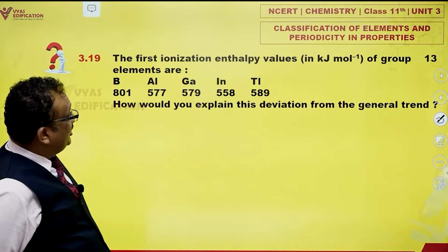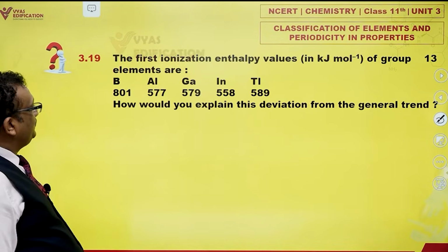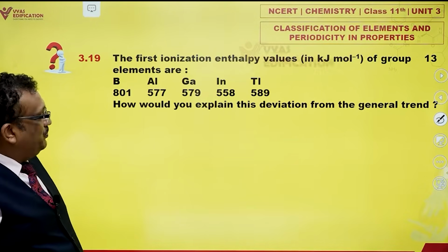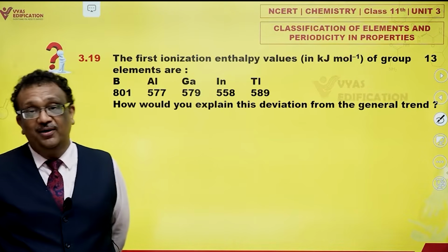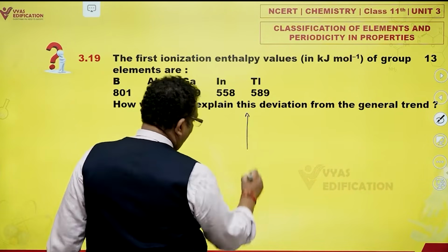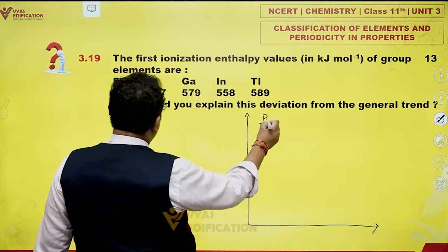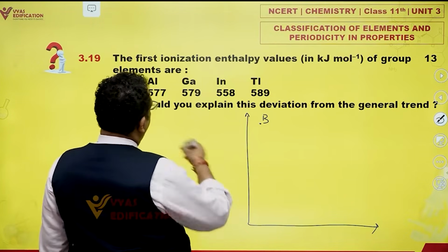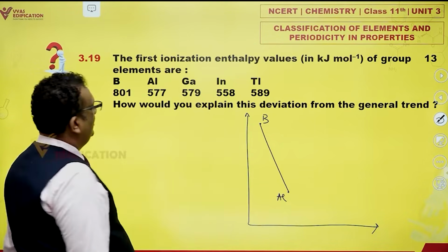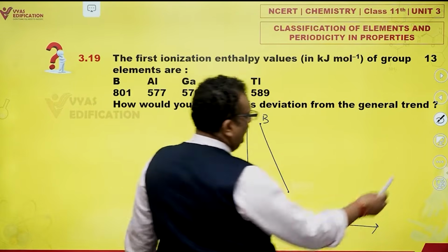The first ionization enthalpy values in kilojoules per mole of group 13 elements are given. How would you explain this deviation from the general trend? Now, this is a very striking data and a very interesting graph. If you care to plot it, you would find boron is the highest, yes, with 801. And then you have aluminium, which dips. Gallium is very slightly, very slightly higher than aluminium.